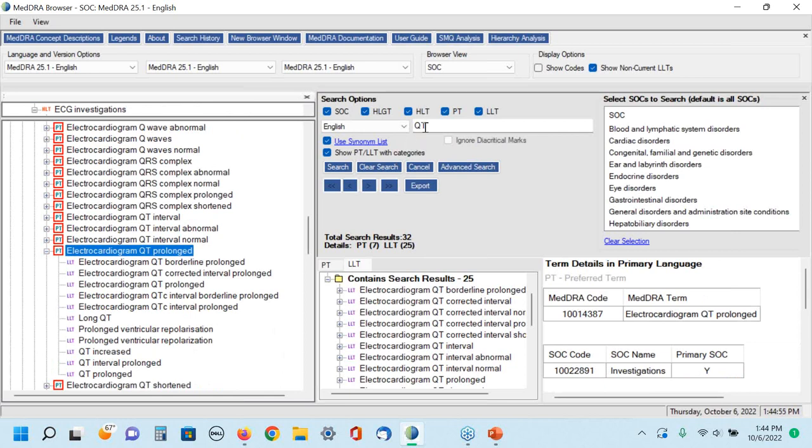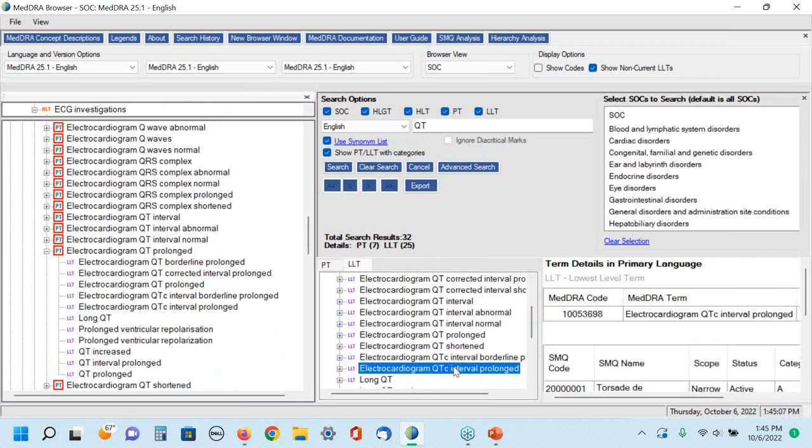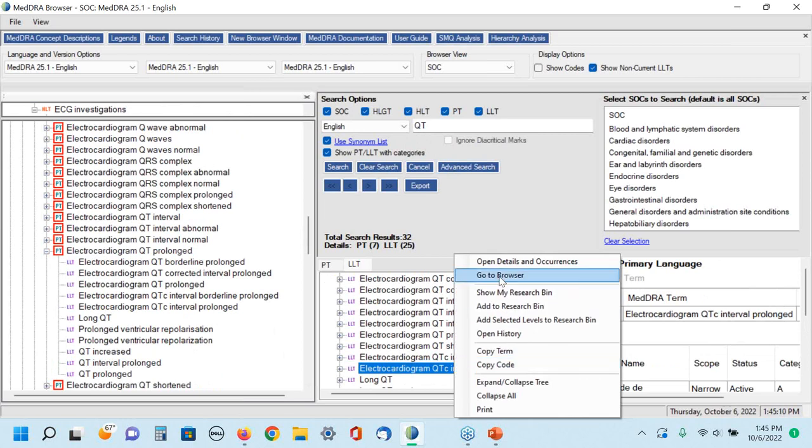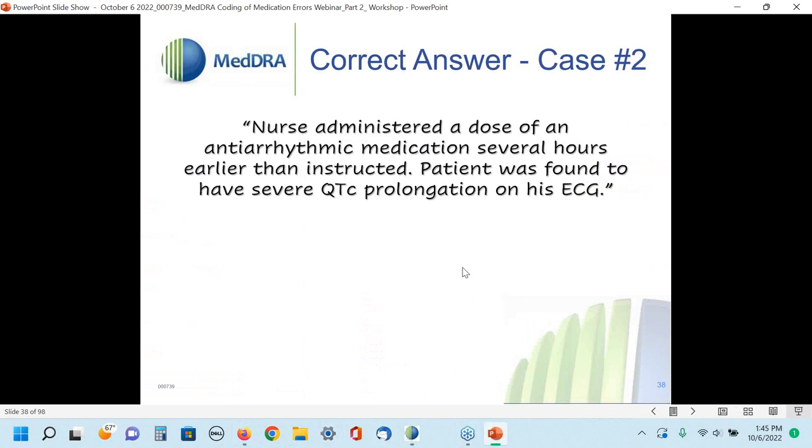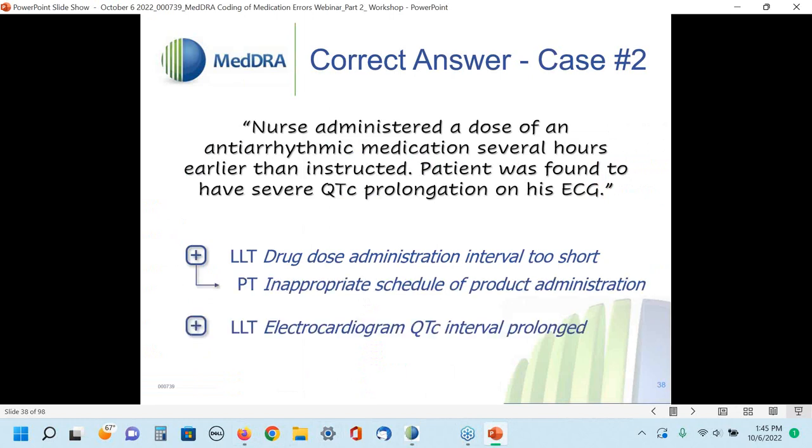Whereas if I had gone here, I could have found that same term in here. If I scroll through these 25, it's right here. And if I asked it to show me where that term is in the browser, it would have taken me right where I was, having done a top-down search. So in going back to the slides, I formulated this one as two different concepts. One was the administration issue, and the second was the clinical consequence, and arrived at an LLT, drug dose administration interval too short, and an LLT, electrocardiogram QTC interval prolonged.